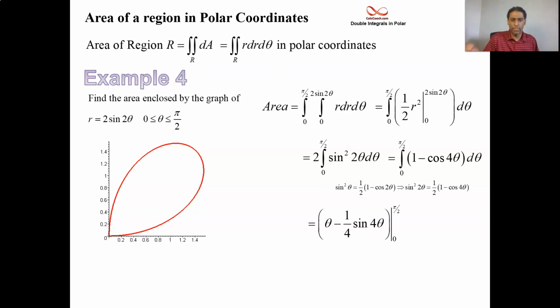Put a pi over 2 in, put a 0 in. 0 gives you 0 for both of these. You get a pi over 2. And then if you take 4 times pi over 2, I think that gives you a 0. So, yeah, the answer is pi over 2.